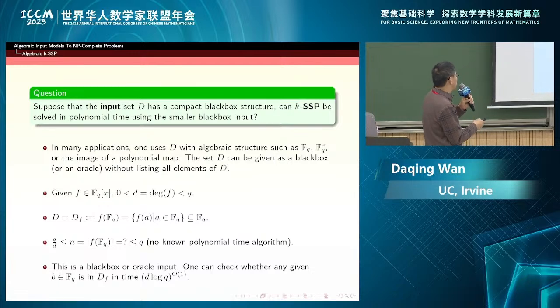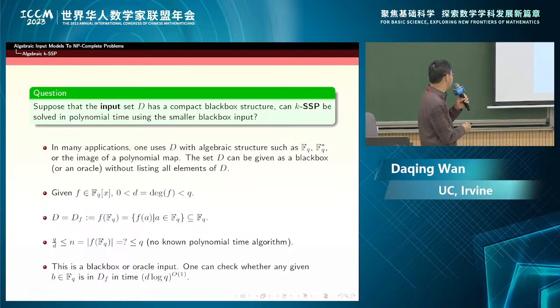So algebraically, what kind of box do we have? We call it some sort of algebraic structure. This is called the image of a polynomial map. Let's say we are given a polynomial over F_q of degree d, between 0 and up to q. Of course, it induces a map from F_q to F_q. Let D be the image of this polynomial map. Obviously the image is a subset of F_q. How big is this image? That's a non-trivial problem, because we don't even know how many elements are in the image. If you want to count the number of elements in the image, there's no polynomial time algorithm that is known.